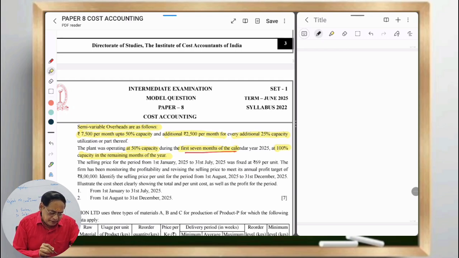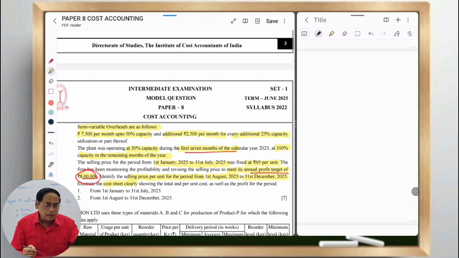The selling price for the period from 1st January 2025 to 31st July 2025 was fixed at 29 rupees per unit. The firm has been monitoring the profitability and revising the selling price to meet its annual profit target. Actually, the target is throughout the year for 12 months. The net profit target is 8 lakhs. So, it should be 8 lakhs. Please make note of it. Identify the selling price per unit for the period from 1st August 2025 to 31st December 2025. So, you are requested to prepare cost sheet.